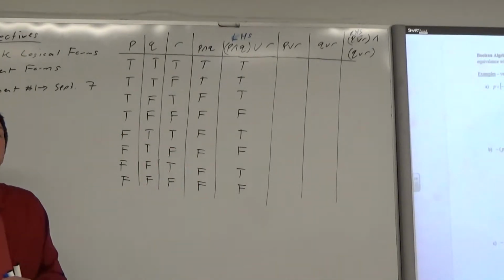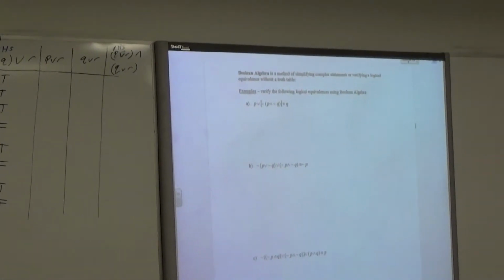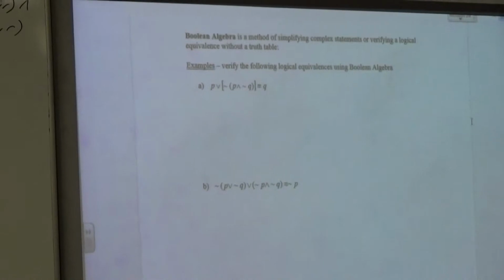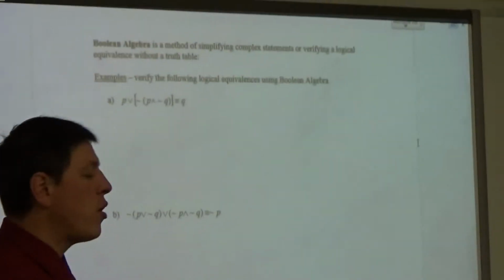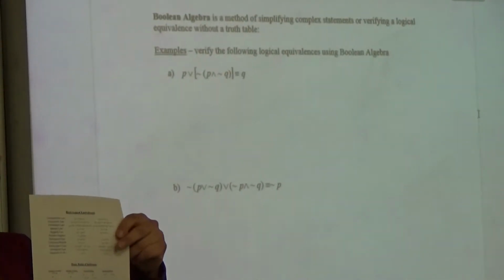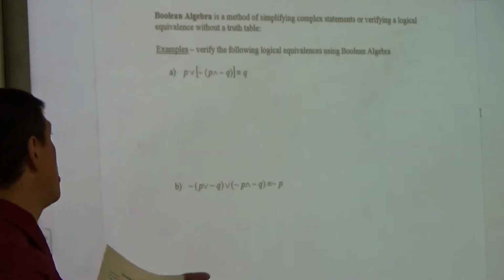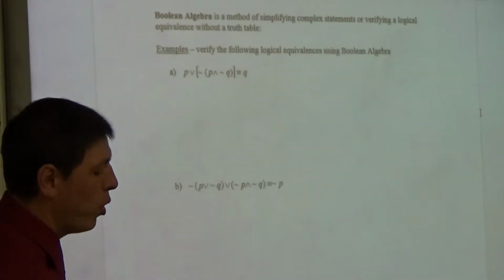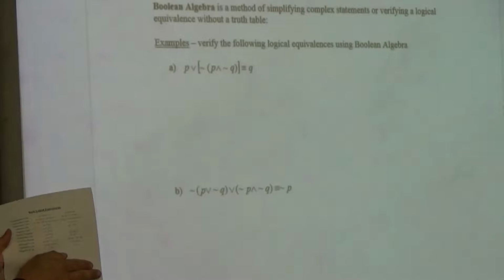The next method to verify that Boolean statements, or these sorts of argument forms, are true is something called Boolean algebra. So what I want you guys to do is pull out the other sheet of paper that I gave you with the basic logical equivalencies, because these are the rules we need to verify this by Boolean algebra. For right now, don't worry about the rules of inference. We're going to use those at the end of today. For right now, we're just worried about these basic logical equivalencies.